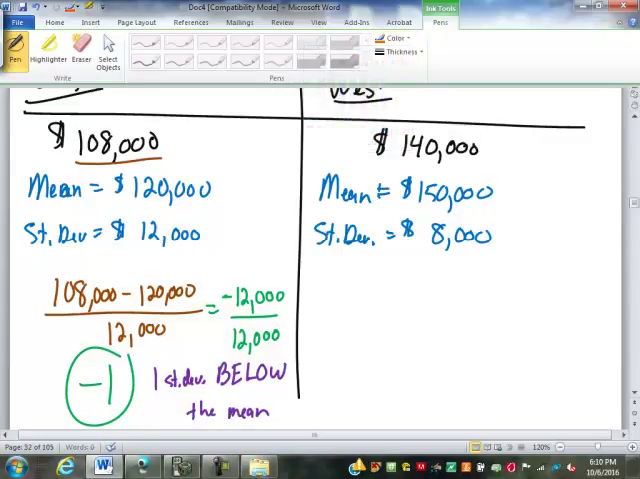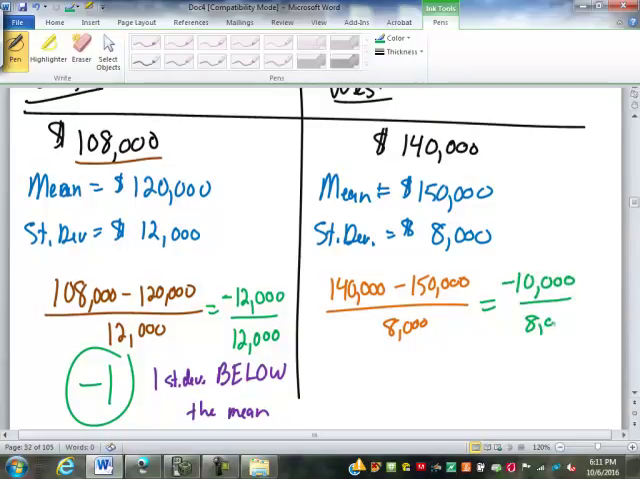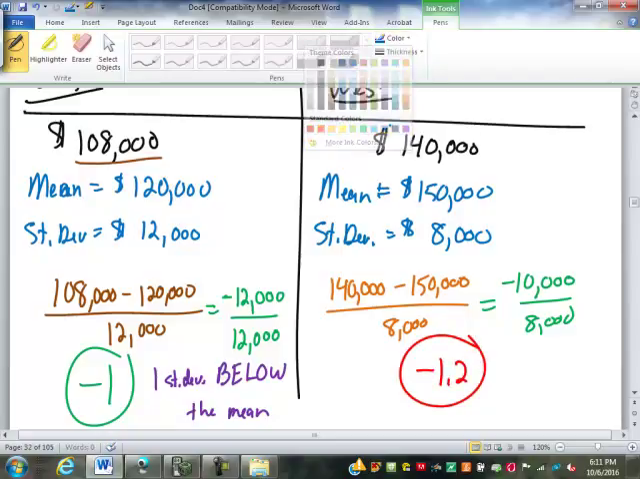On the other side over here, we have the $140,000 as our price, minus that mean of 150,000, for a standard deviation of 8,000. We subtract 140 minus 150 is negative 10,000 over 8,000. We divide negative 10,000 divided by 8,000 is negative 1.2. That house is one, the negative still means below. That's 1.2 standard deviations below the mean.